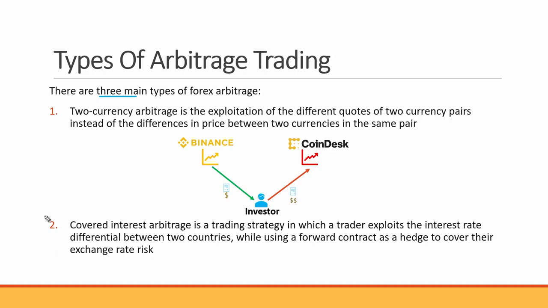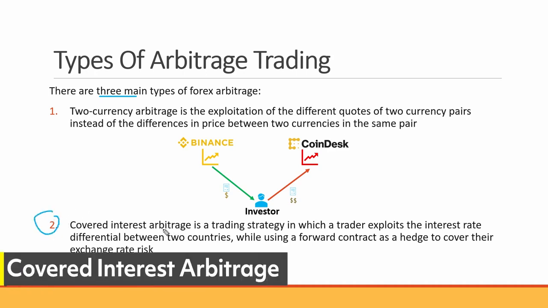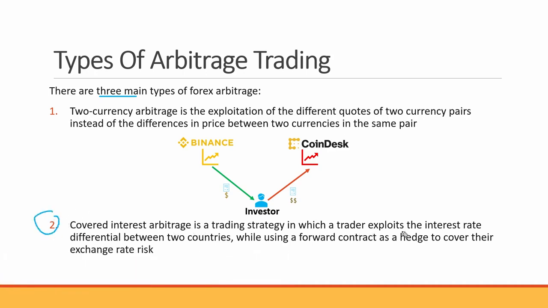Now, the second type is covered interest arbitrage. In this strategy, the trader exploits the interest rate differential between two countries. If you look closely, the interest rate of almost every country is different. In covered interest arbitrage, a trader takes advantage of that difference in interest rate between two countries, and uses a forward contract as a hedge to cover their exchange rate risk.